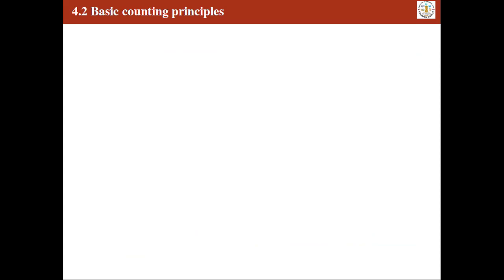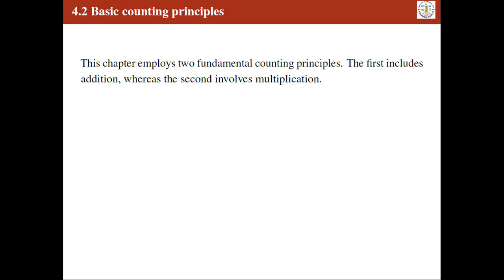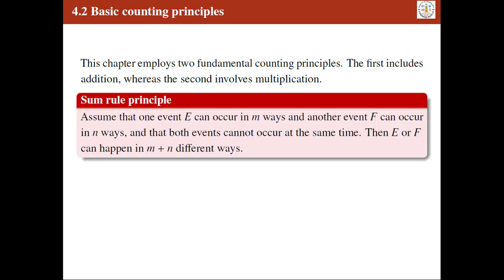Basic counting principles. There are two basic counting principles used throughout this chapter. The first one involves addition, and the second one multiplication. Sum rule principle. Suppose some event E can occur in m ways, and a second event F can occur in n ways. And suppose both events cannot occur simultaneously, then E or F can occur in m plus n ways.